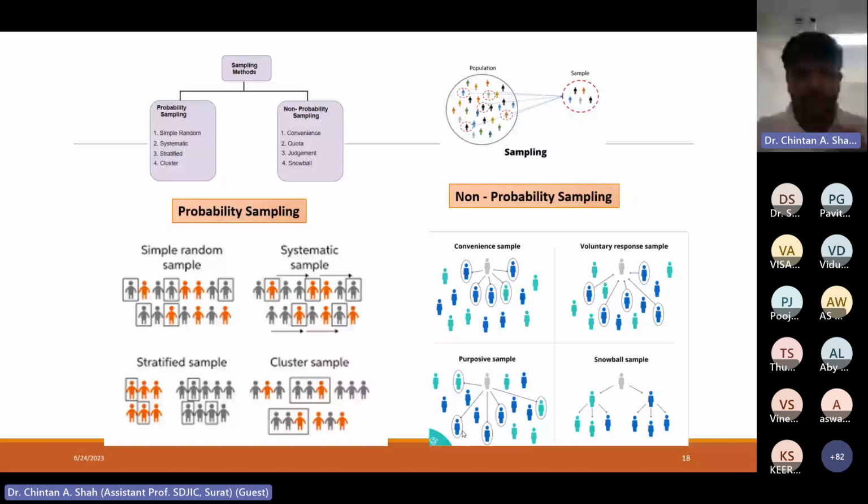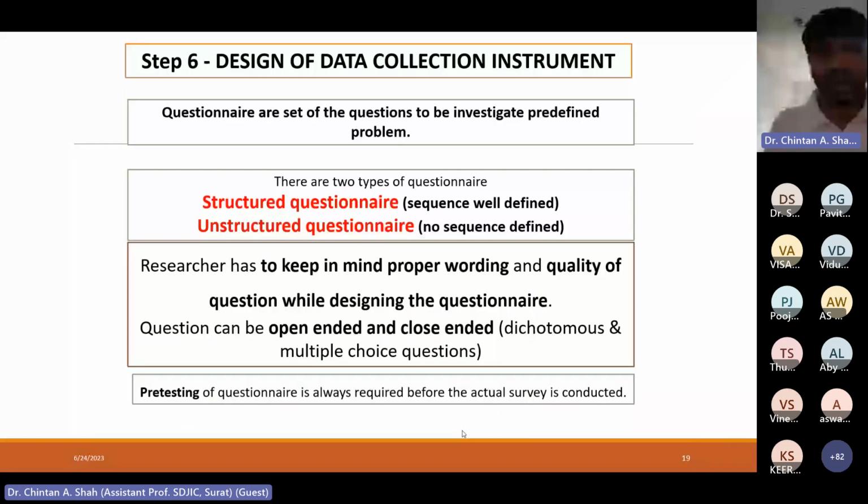Fine. Then the designing of the data collection instrument, through which we can collect data. You have to design the instrument. The questionnaire is the set of questions to be investigated, and to redefine the questions, or we can say the problem. This is the most important thing for everyone: the questionnaire is the set. You have to draft the questions and make a frame of it, a pool of questions that you have to draft.